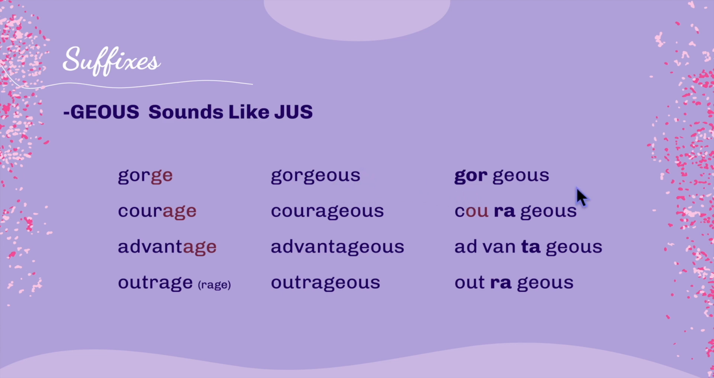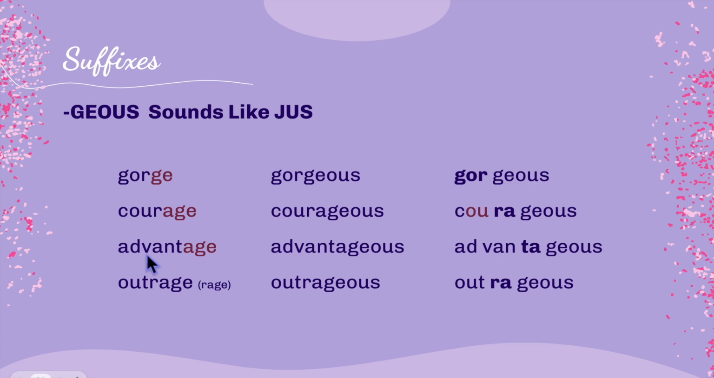Right here we have the root of courage. OU usually says ow, but in this word, when combined with the R, it says ur. So we're going to add the suffix us, and now O and U together have one sound, so we divide after that, and we divide before our suffix. Courageous, courageous.